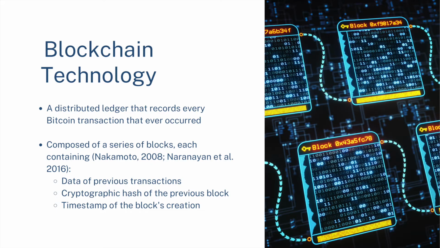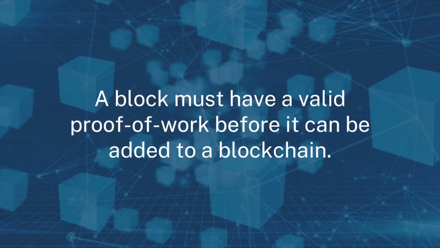It is composed of a series of blocks, each containing the following: data about previous transactions, a cryptographic hash of the block that it extends or the hash of the previous transaction, and a timestamp showing the time of the block's creation. So how is the blockchain related to the proof of work? Well, before a block can be added to the blockchain, it must first have a valid proof of work, which can only be achieved by solving cryptographic problems.